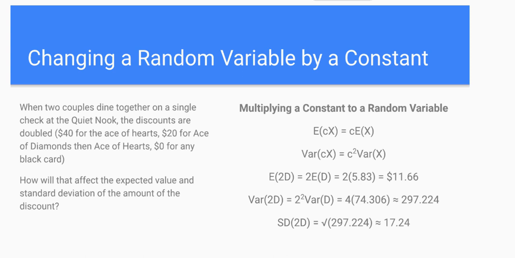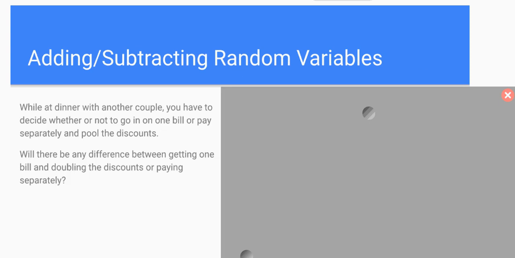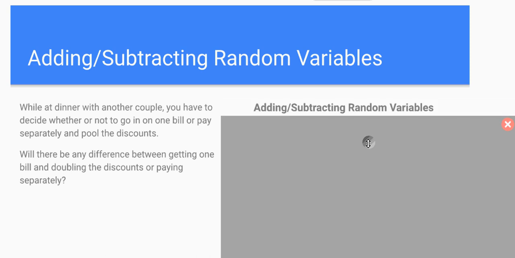What if we start adding them together, right? You might look at this same situation that was just described when we doubled it and say, well, maybe we should not go in on one bill. We should get separate checks and pool the discounts. Would that make a difference? Would that change anything? We'll see. So if we're adding or subtracting random variables themselves, in this case the discount to discount, this is how it's going to behave.